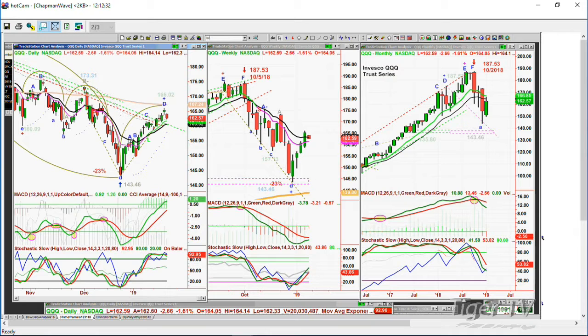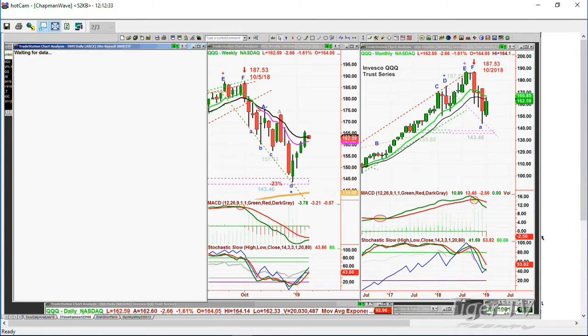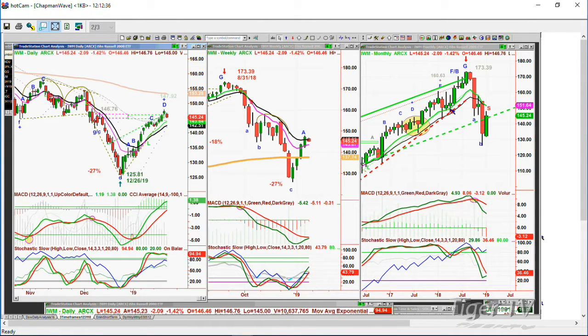Now let's go to the IWM. IWM, if you look at the monthly chart, this is just a nice bounce, but that's all it is. If you look at the weekly chart, yeah, nice bounce. That's all it is. If you look at the daily, you say, hey, pretty darn good. Look, you broke the resistance level in the Chapman wave falling X formation.